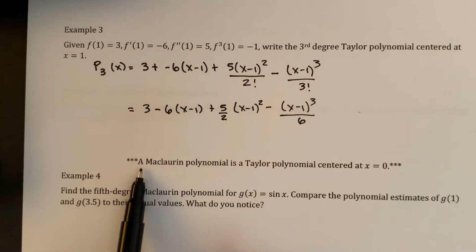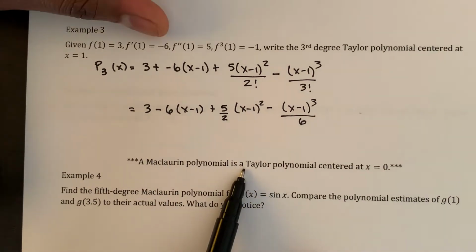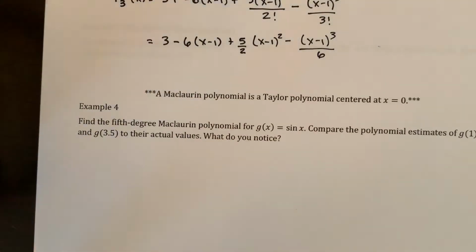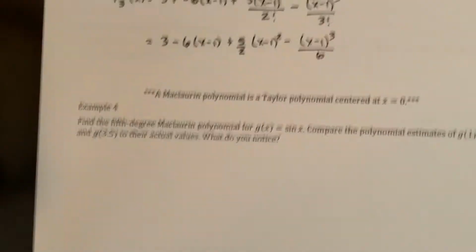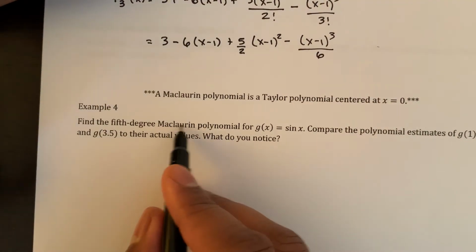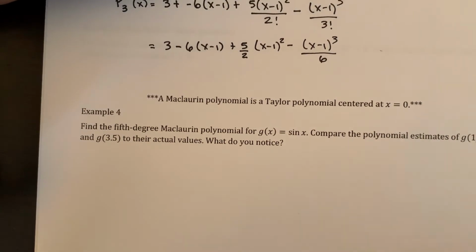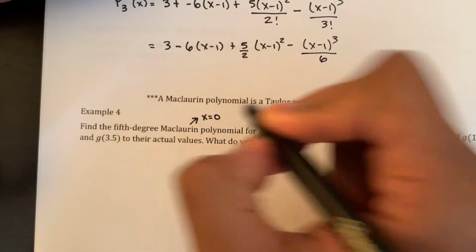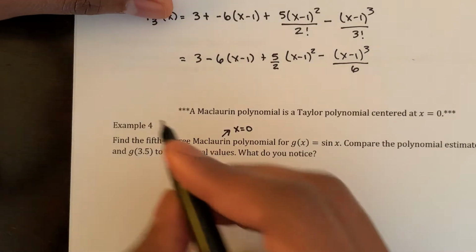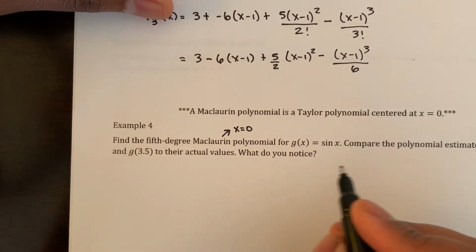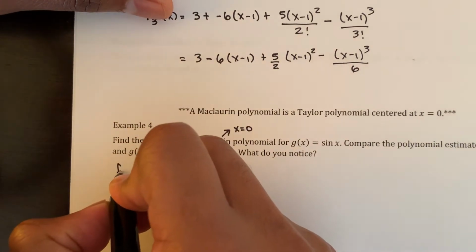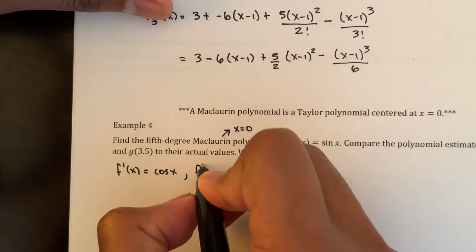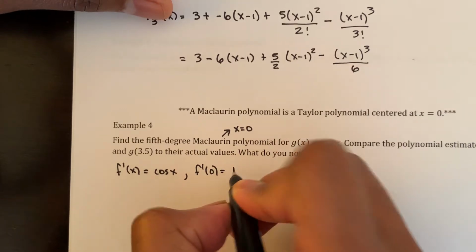At the start of the video, we said that a Maclaurin polynomial is just a Taylor polynomial centered at x equals 0. So when we write a 5th degree Taylor polynomial for sine x, or 5th degree Maclaurin polynomial for sine x, we're going to just have our center at, again, this means centered at x equals 0. So we still need to get a 5th degree, we need to go out to our 5th derivative. So f prime of x for sine x is cosine x. F prime of 0 is 1.